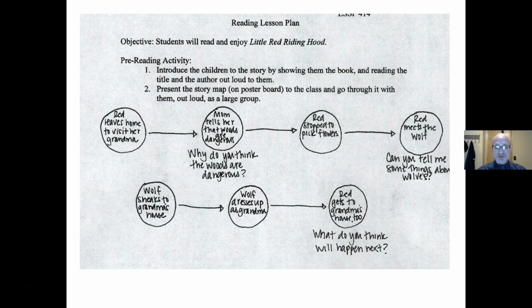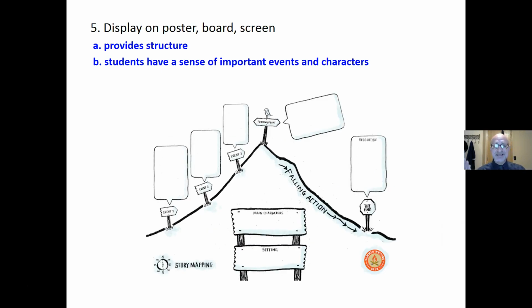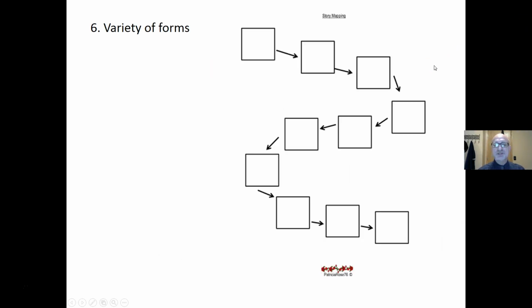Pre-reading activity, get a sense of what that looks like in a lesson plan. Provide structure. Students see the important events and characters before they read, and as they are reading, you have a poster up on the board so that they can see it. And again, it provides them a sense of important events and characters. And you see here, these are just some ideas, some templates that you might use as a teacher.